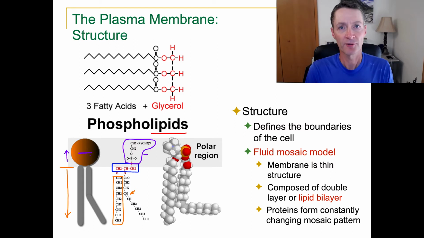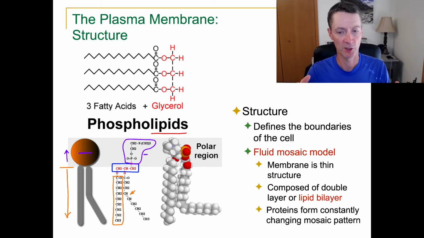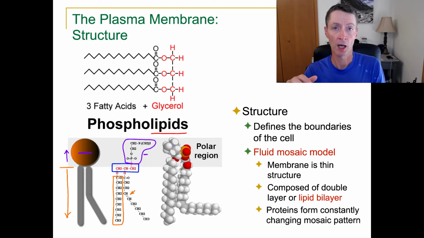Now these phospholipids will define the boundary of the cell. They make up the plasma membrane. They're the most abundant molecule we find in the plasma membrane. And they're acting almost like a sea of molecules within which other compounds and molecules will be present.